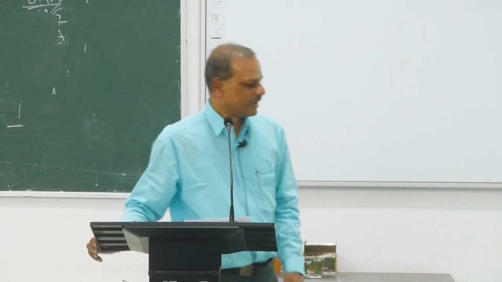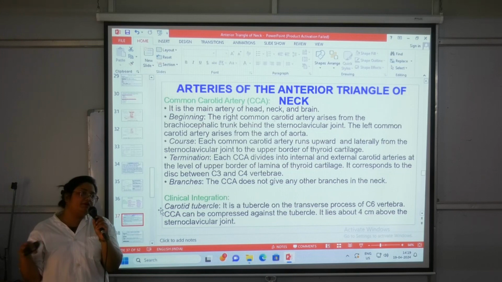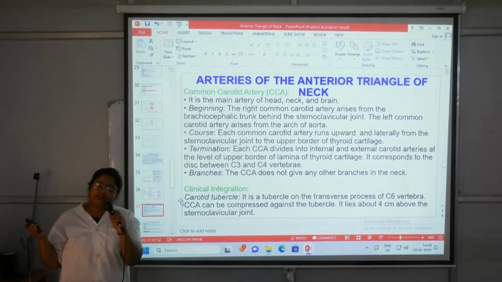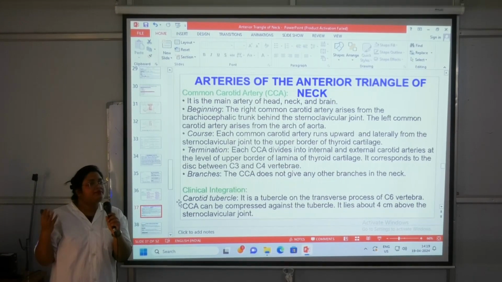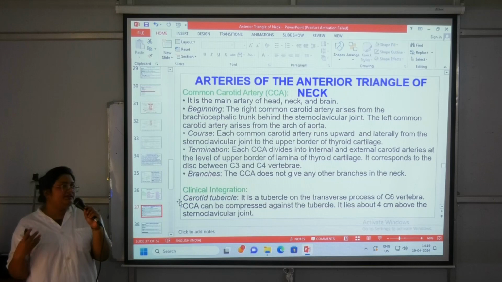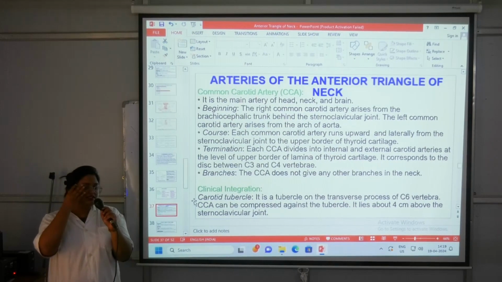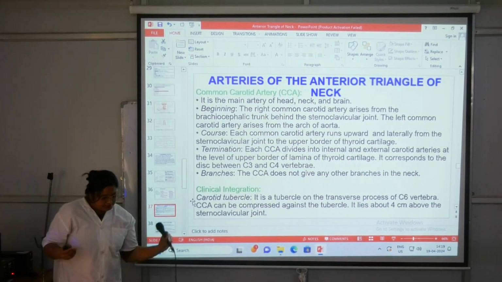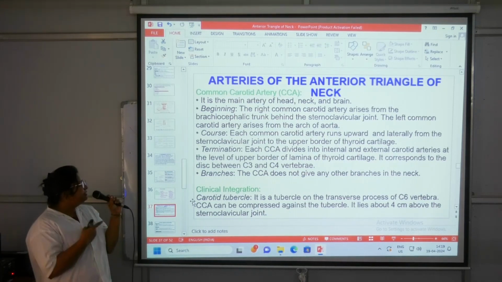Okay, so yesterday we discussed the boundaries of the anterior triangle and its components. We have discussed the four triangles: submental, muscular, digastric, and carotid triangle. Okay, and you have also seen the boundaries. So, some contents of the carotid triangle we will discuss today.